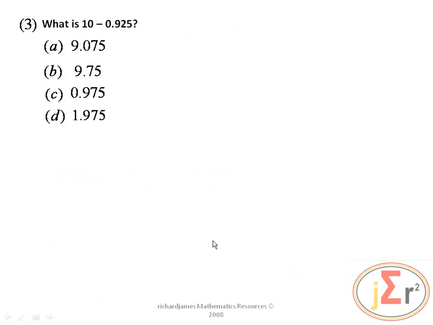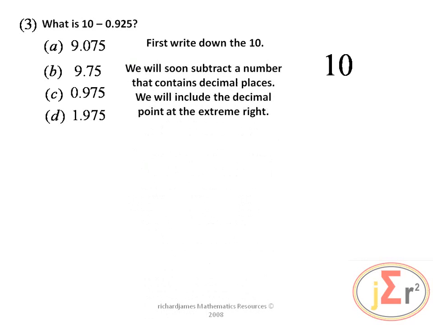Here we have another one. What is 10 minus 0.925? So let us write the 10 down. We will soon subtract a number that contains decimal places. We will include the decimal point at the extreme right. So the number that we are going to be subtracting from the 10 is a number that has decimal places. So it would be good if we would write the 10 as a number that has decimal places also. No decimal place without decimal point, so let us put our decimal point right there.